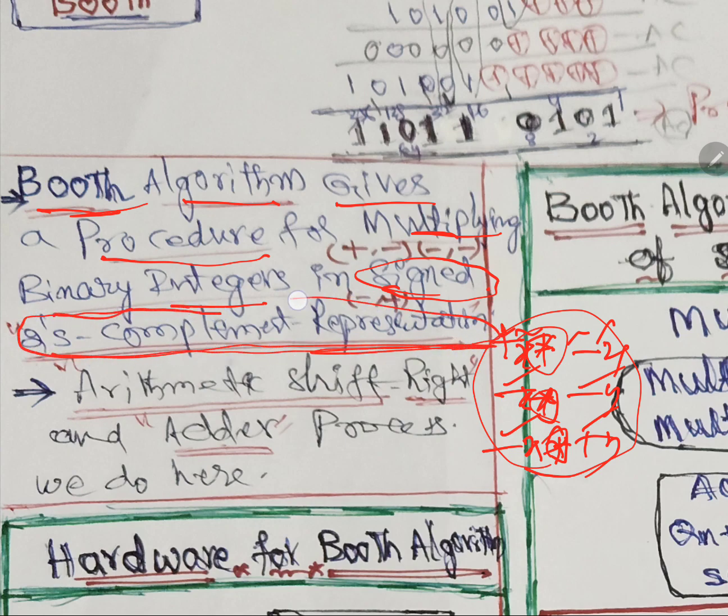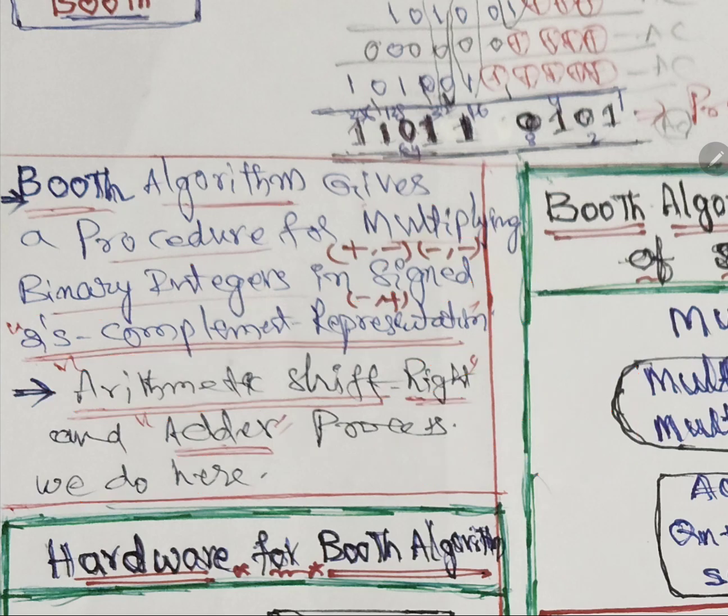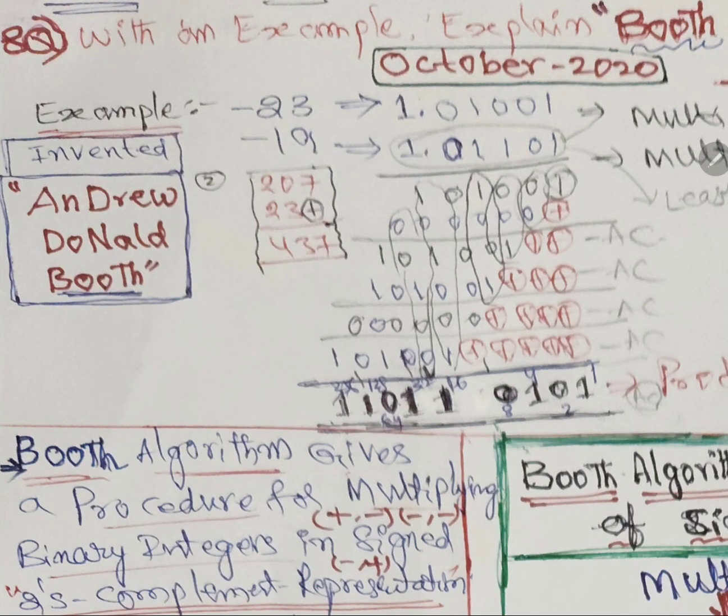This is the key point here. It will be done with arithmetic shift right and an adder procedure. So we need to remember these three things: arithmetic shift right, adder, and 2's complement. The key difference between the multiplication algorithm and the Booth multiplication algorithm is 2's complement with signed values. This was invented by Andrew Donald Booth, and that is why it is named the Booth multiplication algorithm.